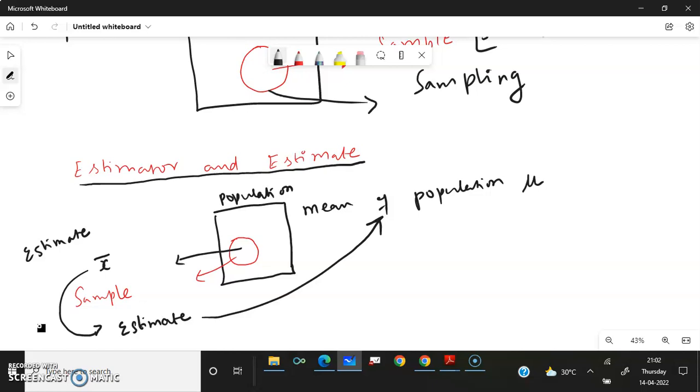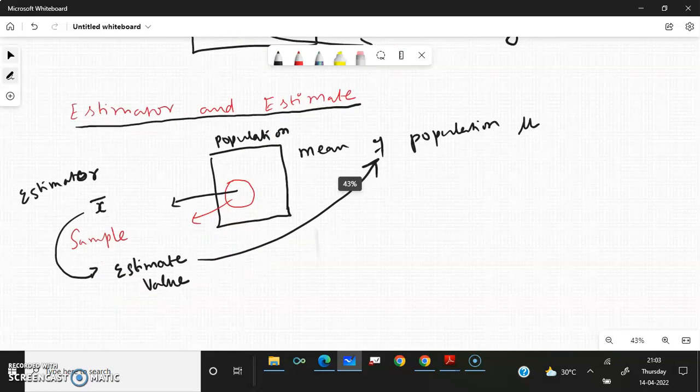Right? So this is all about the estimator. Mu naught is known as the estimator, and the particular value of x bar, it may be 45, 32, 25, something like that, that particular value is known as the estimate.